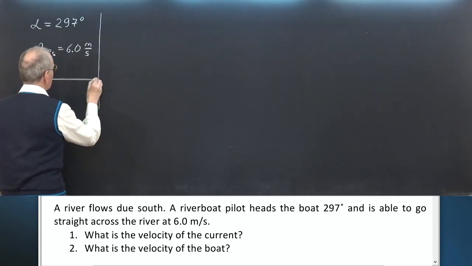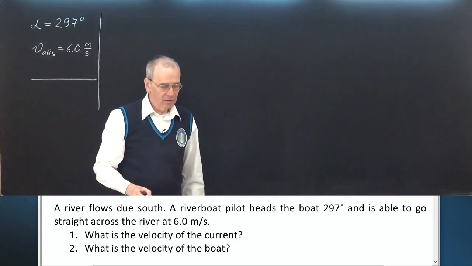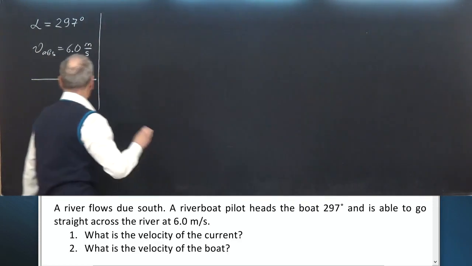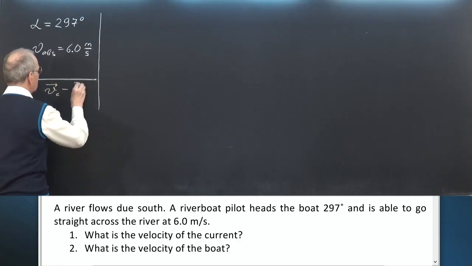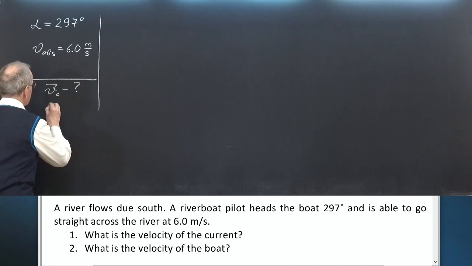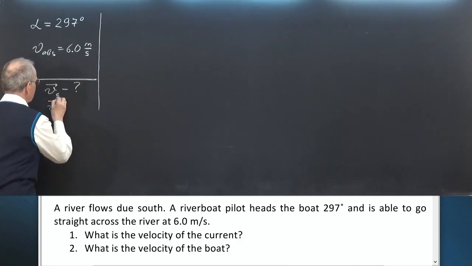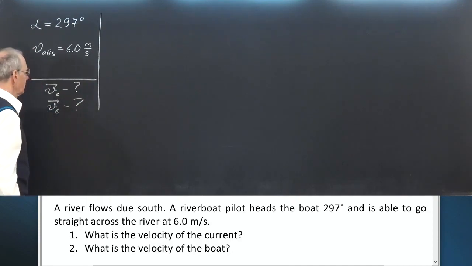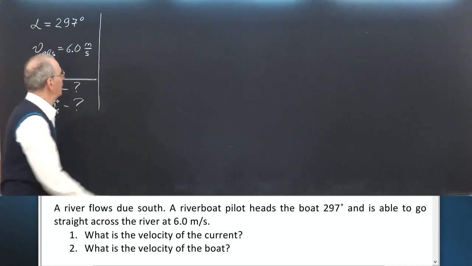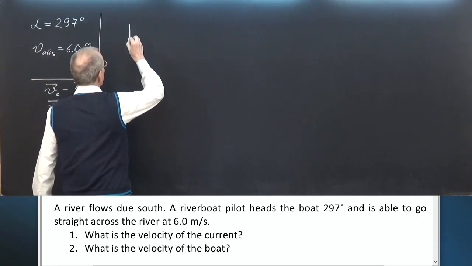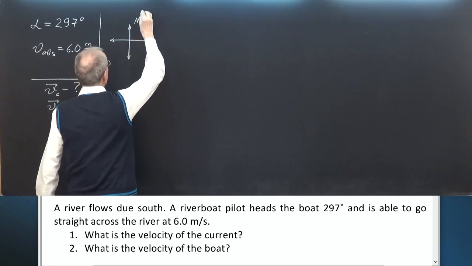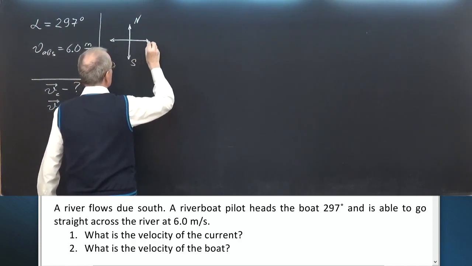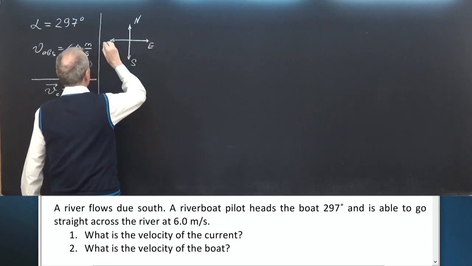We have to find the velocity of the current. V current velocity is a vector. And we have to find the velocity of the boat, V boat. So first of all, let's show directions. Northern direction, southern direction, to the east, to the west.